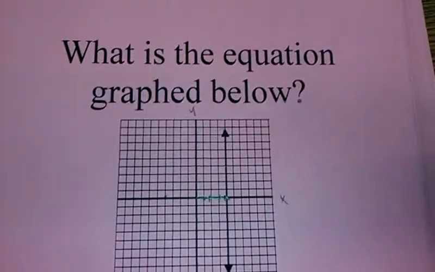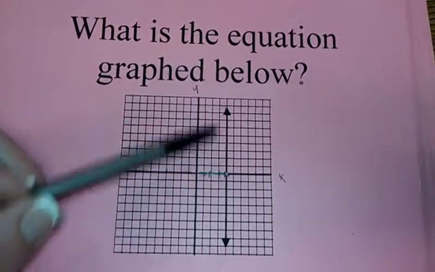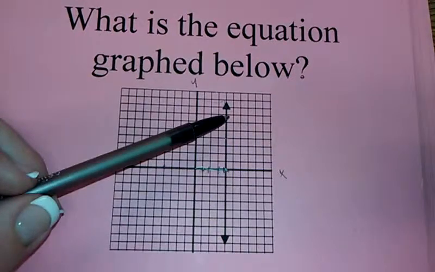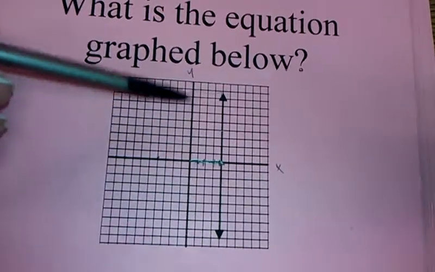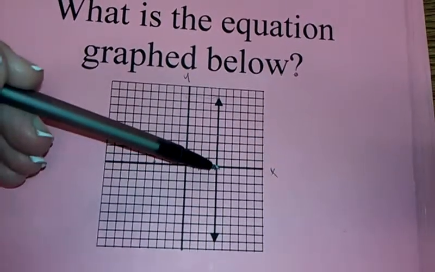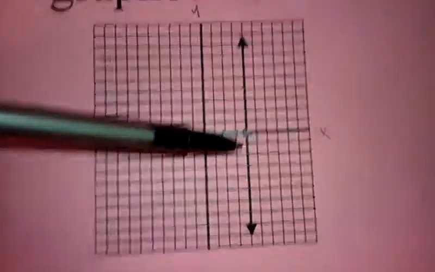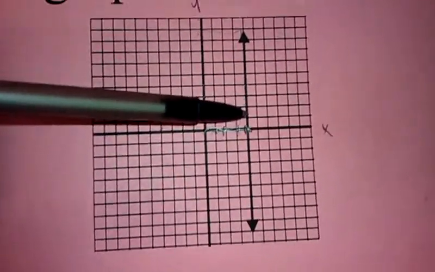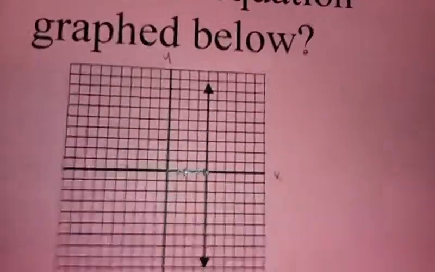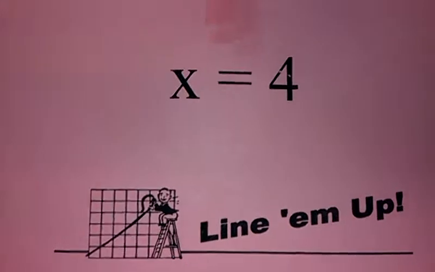The next problem says, what is the equation graphed below? This one is a vertical line. It goes up and down. It has a slope that is undefined. It never even touches the y-axis. It does not have a y-intercept. Right here, 1, 2, 3, 4, the x number is 4. So my equation is x equals 4, because everywhere on this line, this is x, this is 4: 4, 0, 4, 1, 4, 2, all of them are 4 and some number. So the equation is x equals 4.